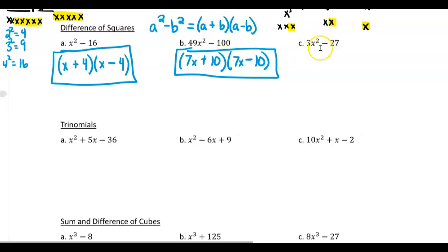Okay, so then on this one, we have a difference of squares. So it's subtraction. It's 2 things, so a binomial. And then this isn't a square root. I can't square root 3. And I can't square root 27. I can, they're just decimals. So they're not nice, perfect squares.